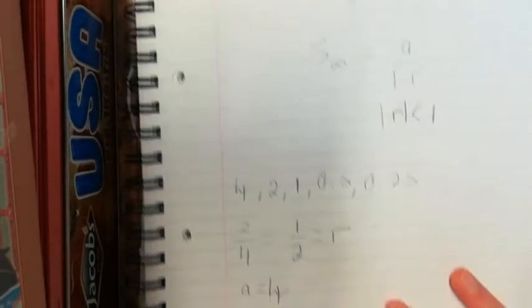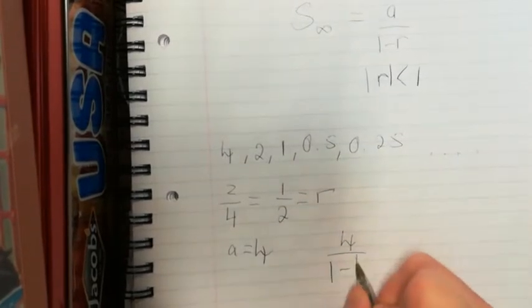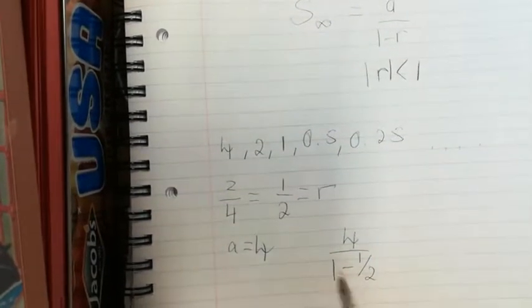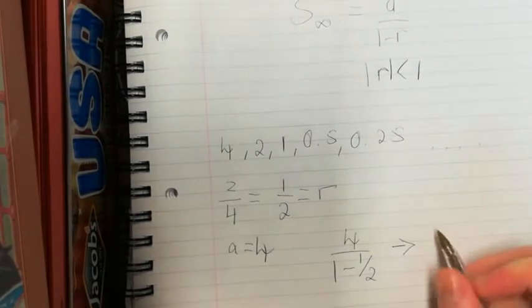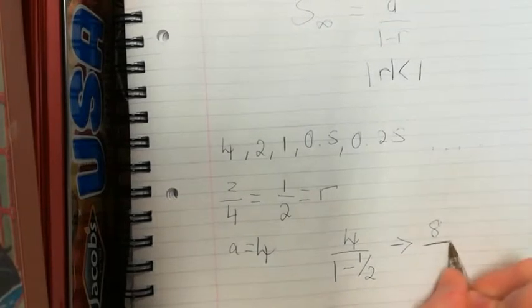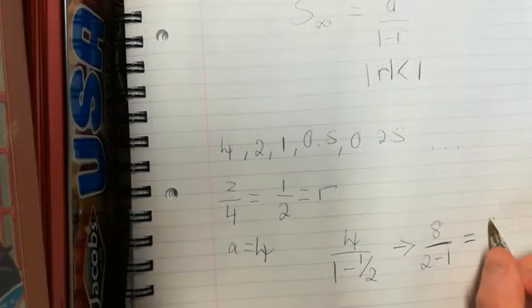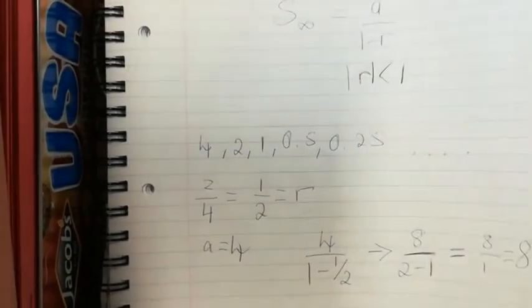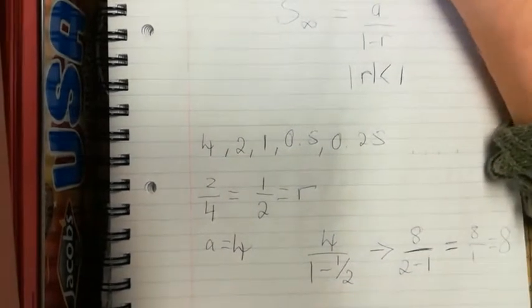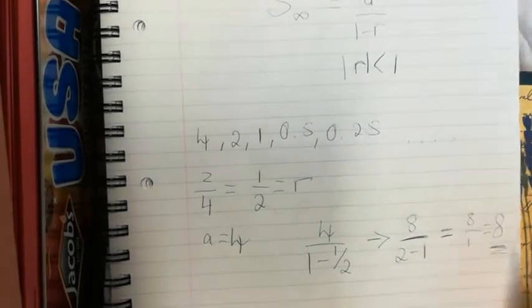So now I'm going to sub this into my equation. So it's going to be 4 over 1 minus a half, and then I'm going to multiply both the top and bottom of the fraction by 2, so that will give me 8 over 2 minus 1, so that will give me 8 over 1, which will just be 8. So the sum to infinity of all the terms going up and up and up is going to give us a value of 8.